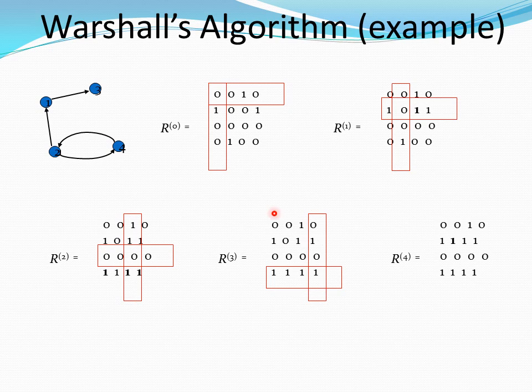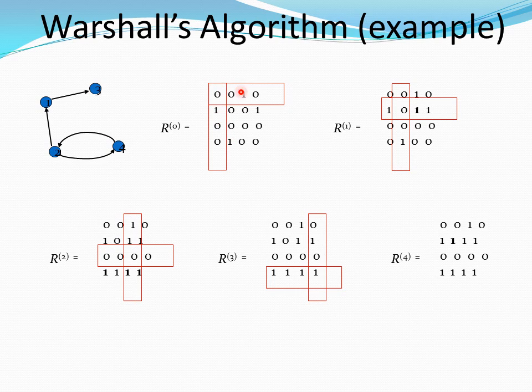So, an example for Warshall's algorithm. The input graph. The adjacency matrix representation of this graph is shown here. R of 0 here: 1 to 1 no path, 1 to 2 no path, 1 to 3 there is a path, so here 1, 1 to 4 no path, 0. Likewise we have to complete this matrix representation.